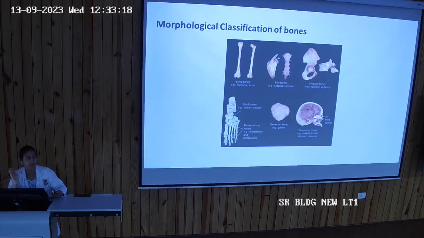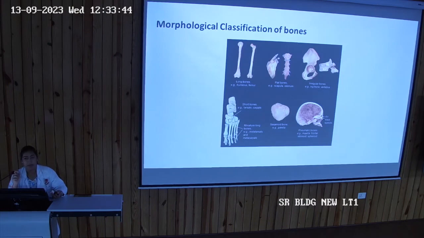Flat bones are flat anteroposteriorly, like the scapula and the sternum. Irregular bones don't have a definite shape, like the hip bone and the vertebrae. You cannot define the shape of that. Then short bones. Short bones are present in the upper limb and the lower limb, that is the carpal bones and the tarsal bones.